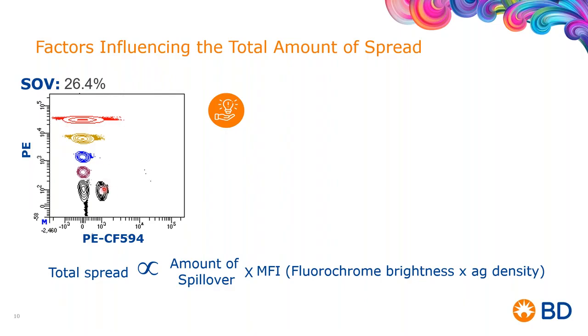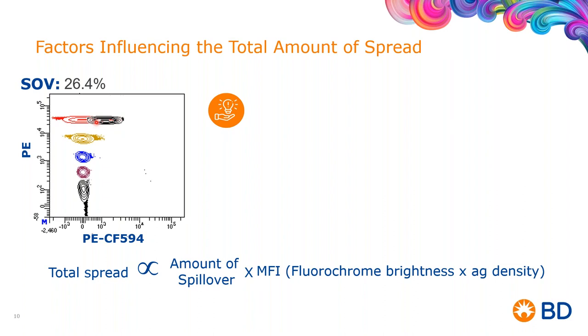Let's say we have a dim population here on PCA594, not co-expressed with PE. There's no problem, we can resolve it. And maybe if the antigen on PE is expressed at low density, there's no problem either. But now if we're putting a high density antigen on a fluorochrome that spills into a detector where we have a dim antigen, we're going to have an overlap, background, loss of resolution.